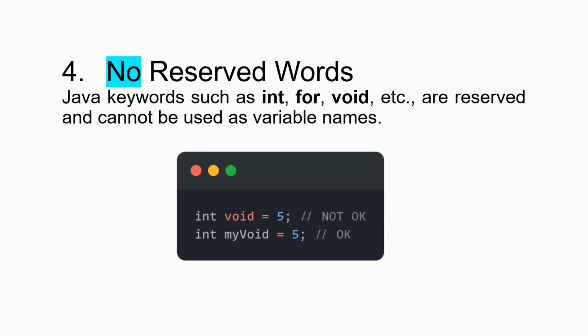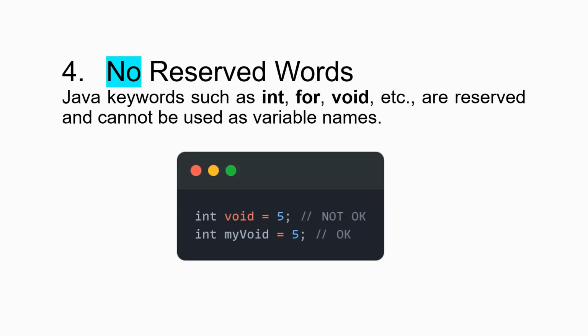Now let's look into the 4th rule, no reserved words. So what are these reserved words? Reserved words are actually Java keywords, which we have learned earlier. For example, int, for integer, is a Java keyword. For, which we use for looping, is a Java keyword as well. Void, the one that we use to indicate that a method is a non-return type method, is also a Java keyword. So we cannot use any of these reserved words or keywords as the name of our variables.